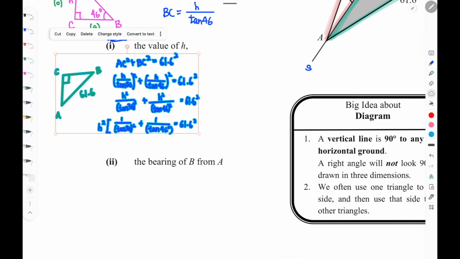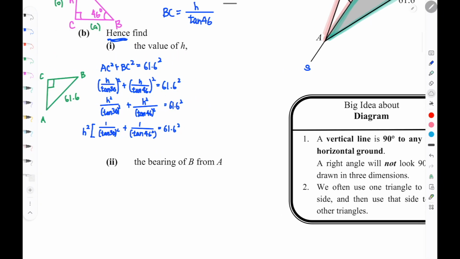I'll make this slightly smaller. After this step, I can bring whatever is in my bracket over to the other side. So h squared equals 61.6 squared whole thing divided by whatever is in the bracket, so it's 1 over tangent 30 whole thing squared plus 1 over tangent 46 whole thing squared.